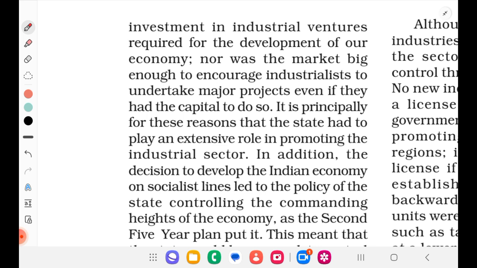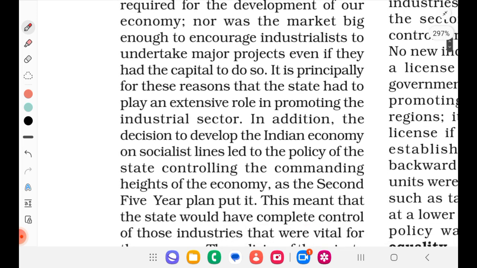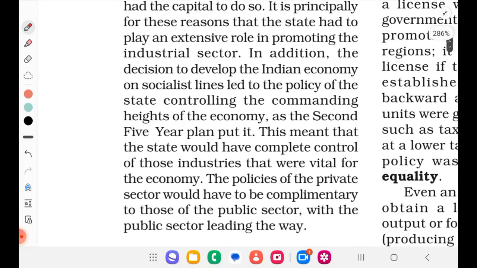It is principally for these reasons that the state had to play an extensive role in promoting the industrial sector. In addition, the decision to develop the Indian economy on socialist lines led to the policy of the state controlling the commanding heights of the economy.